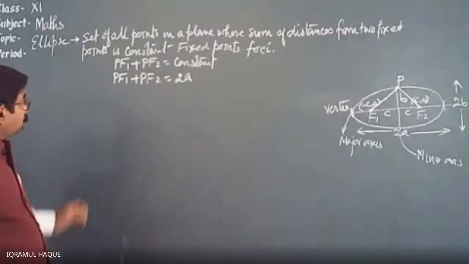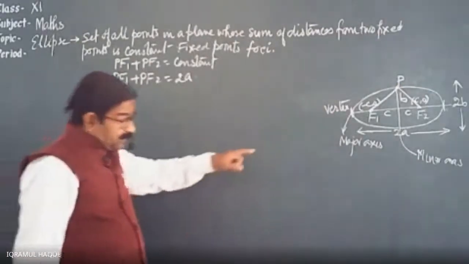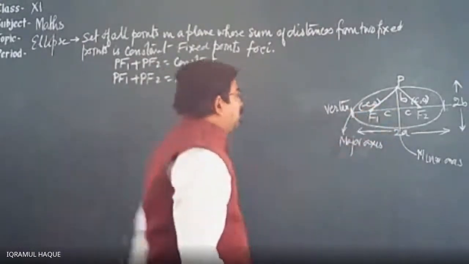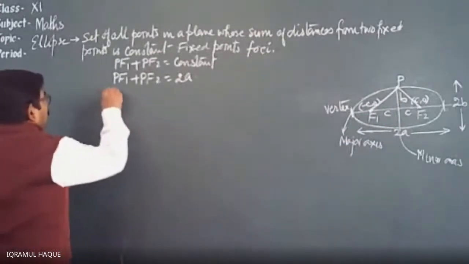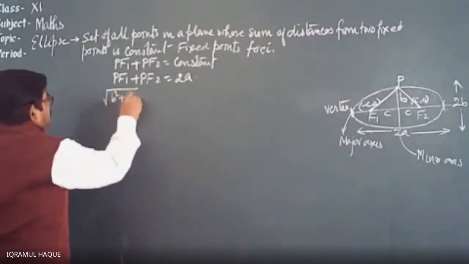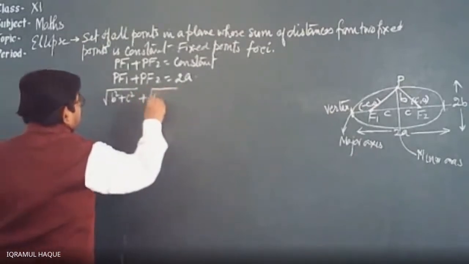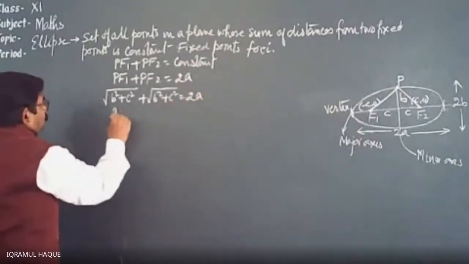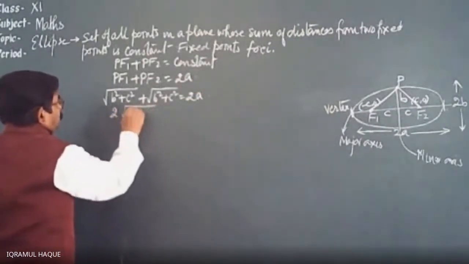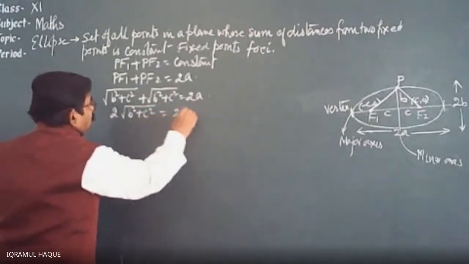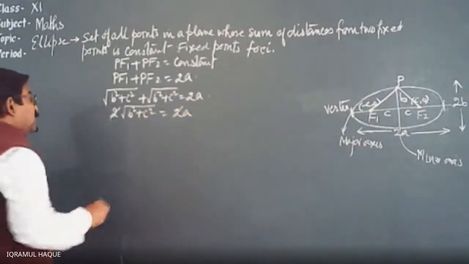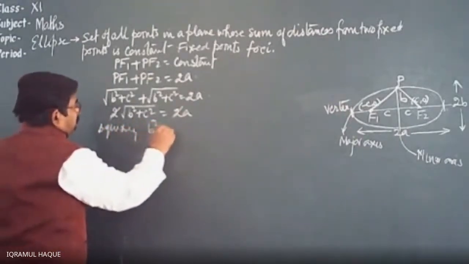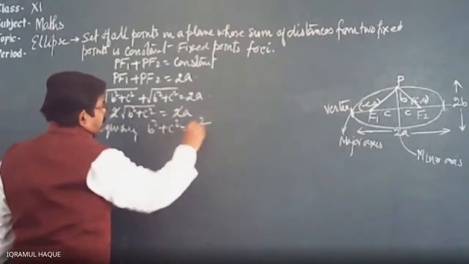Now PF1 is the hypotenuse in the right triangle. So we can write under root b square plus c square. This is again the same distance. So 2 times under root b square plus c square is equal to 2a. The 2 and 2 cancel. Squaring, we have b square plus c square is equal to a square.